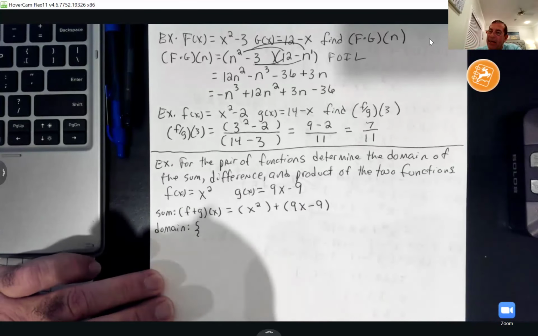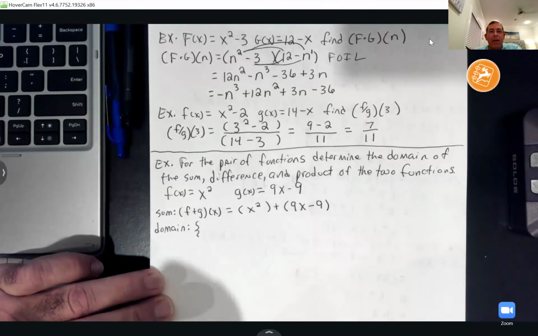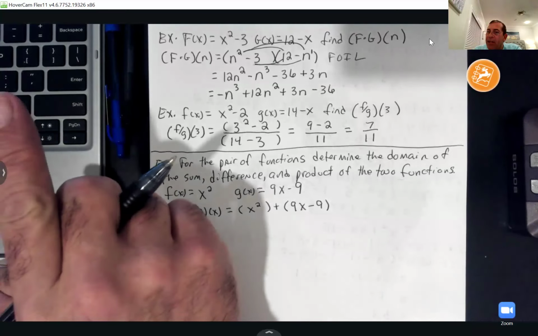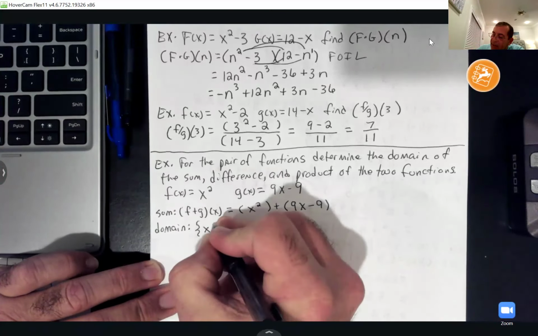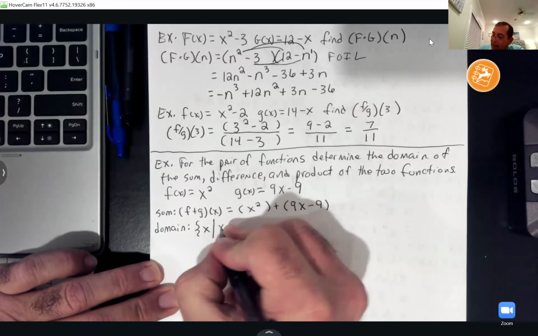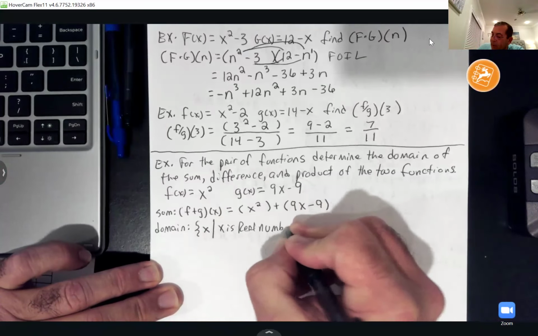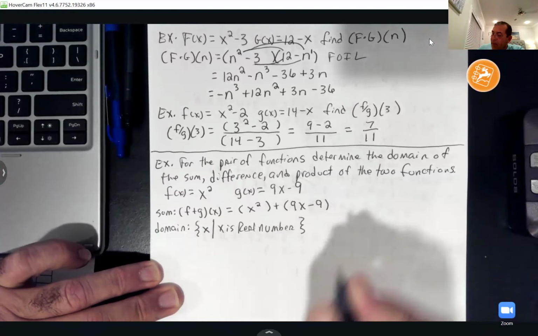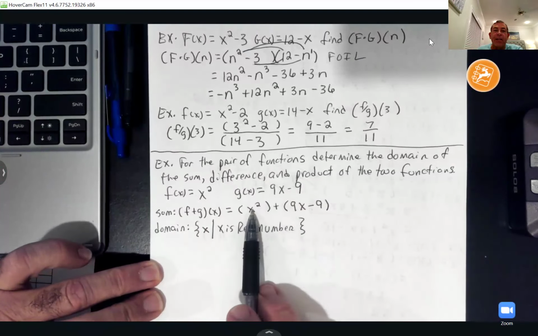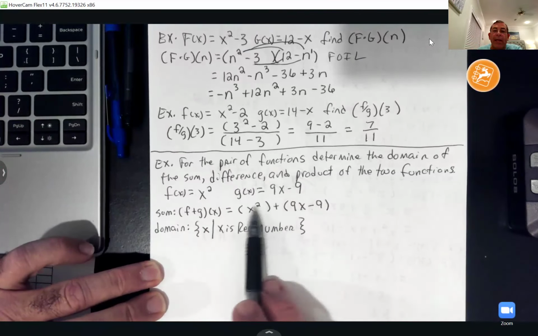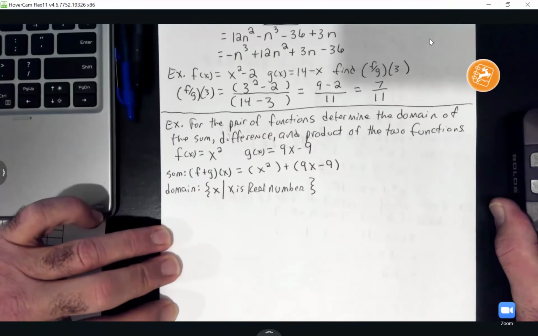Remember the other day I said, hey, when you're doing functions for the domain, if you don't have any fractions, then the domain automatically will be x such that x is a real number. And I don't care if you're adding two functions. Neither one of these has a fraction in it. So there's no way I'm going to get anything called undefined, okay?